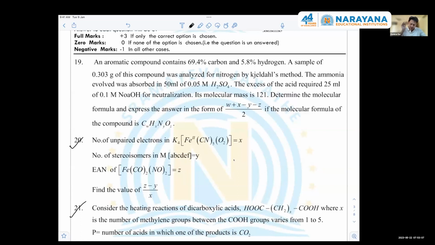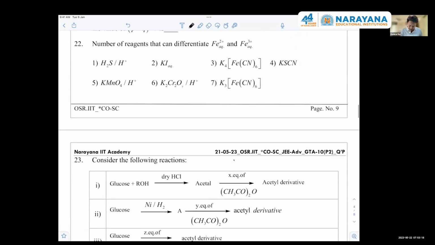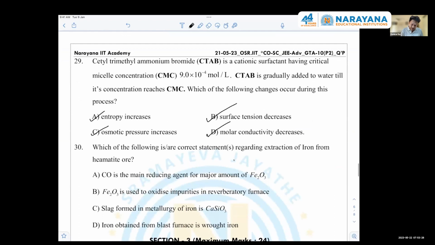I think it is a mole concept, a simple problem. Have you done it? Any doubts here? No, a detailed solution is not given, but I think it was an easy question. Okay, I'll discuss this question as well.